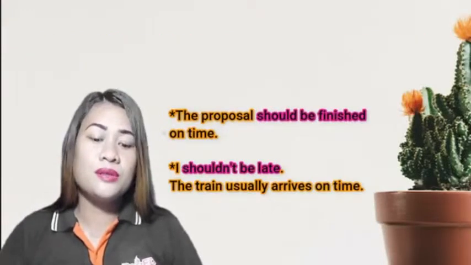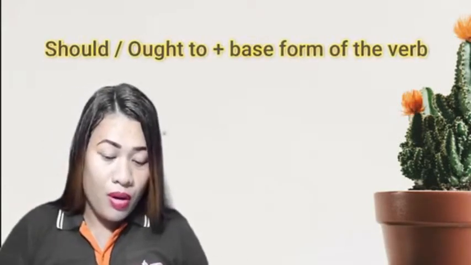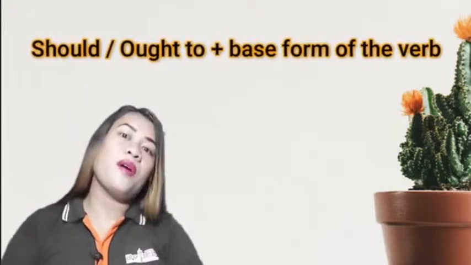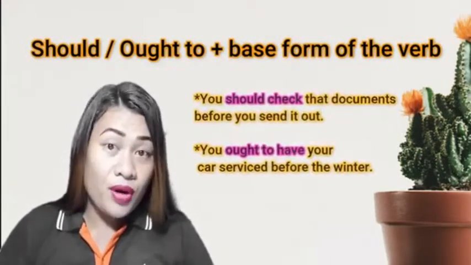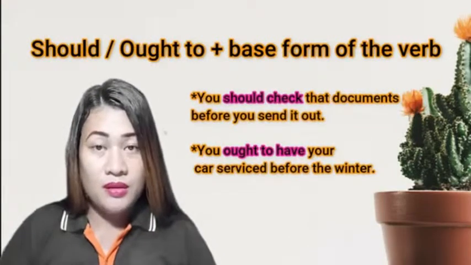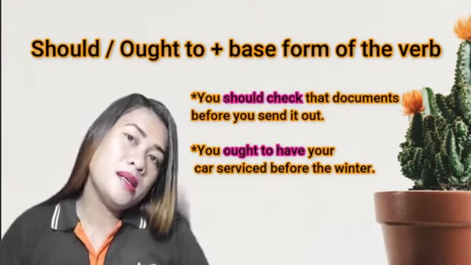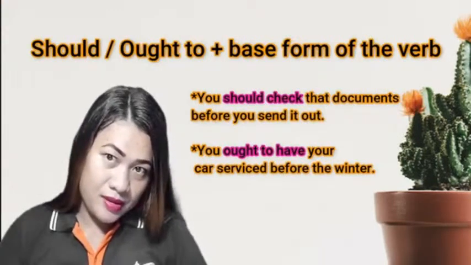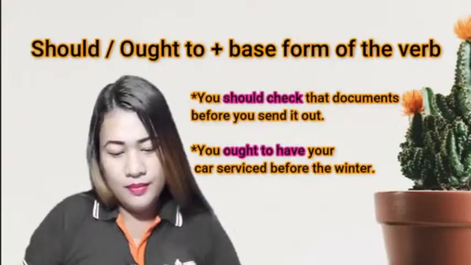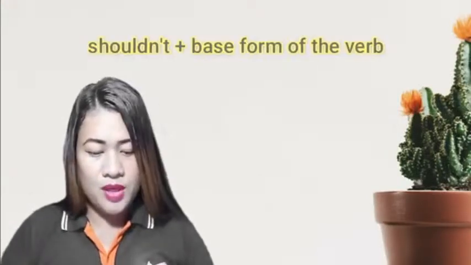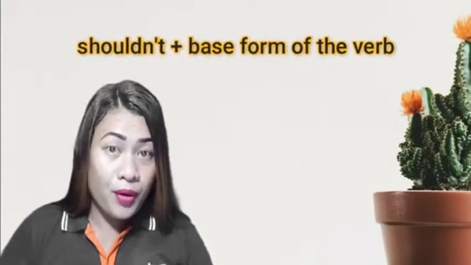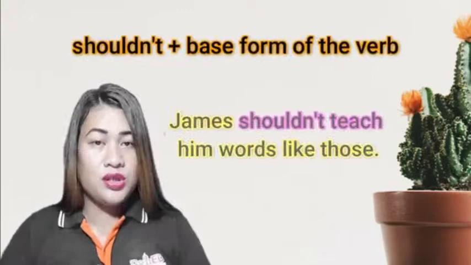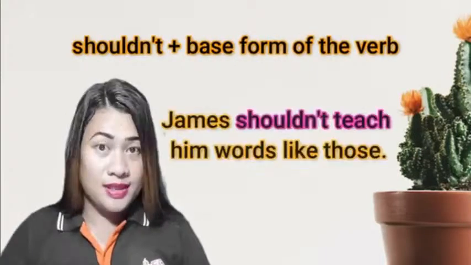And if you're going to use this one to give advice, here is the combination: should or ought to plus the base form of the verb. Example: You should proofread the document before you send it out. You ought to have your car serviced before the winter. And if you're going to give advice about something you think is wrong or unacceptable, you use shouldn't plus the base form of the verb. Example: James shouldn't teach him words like those.